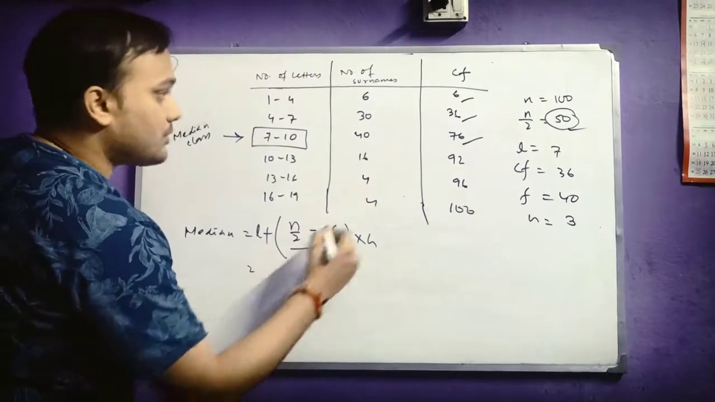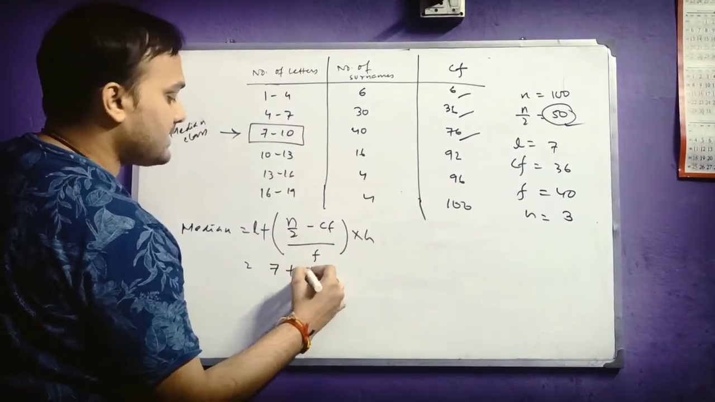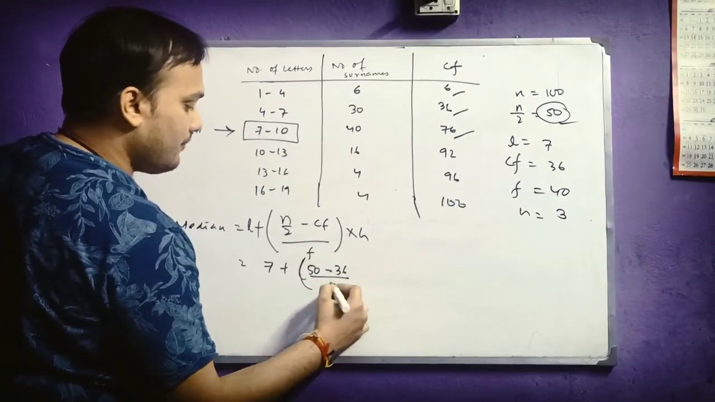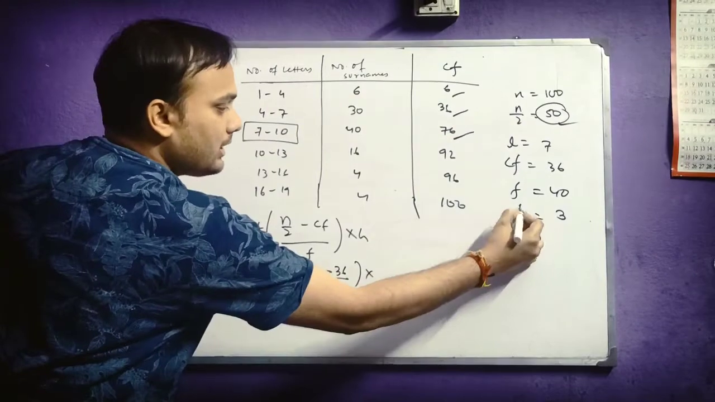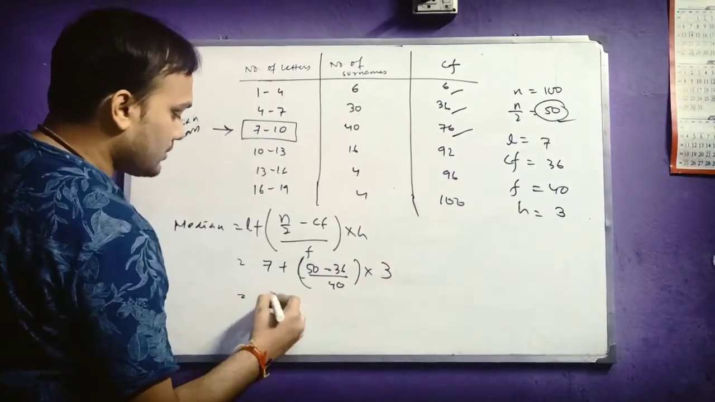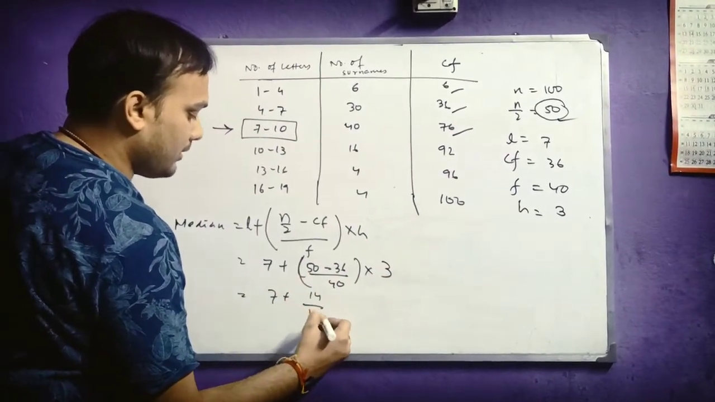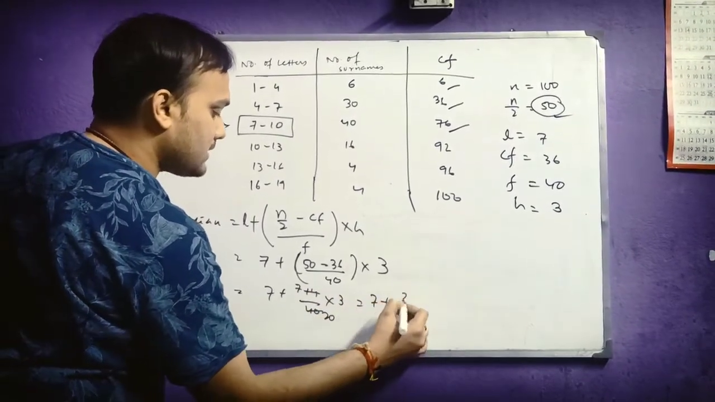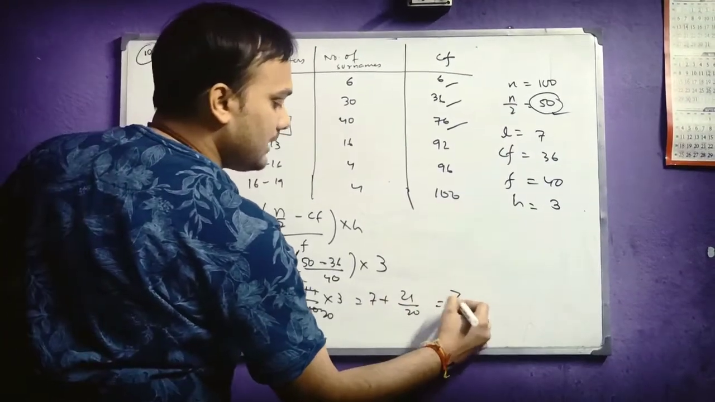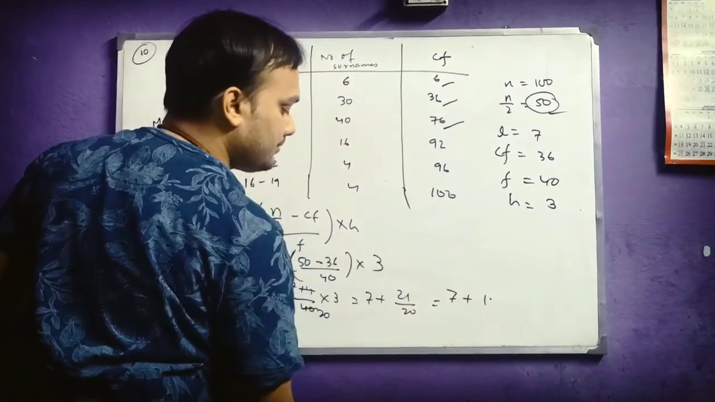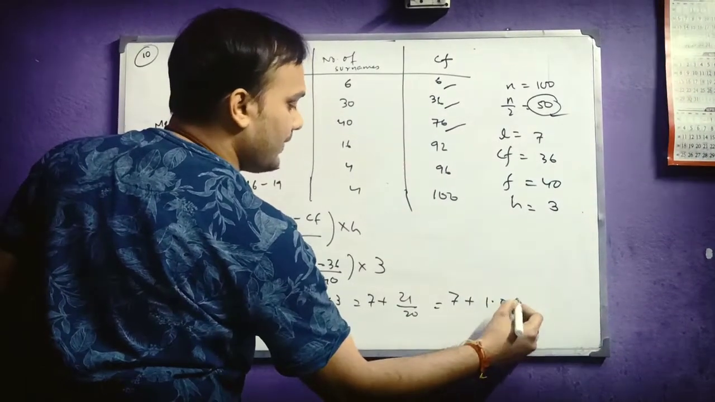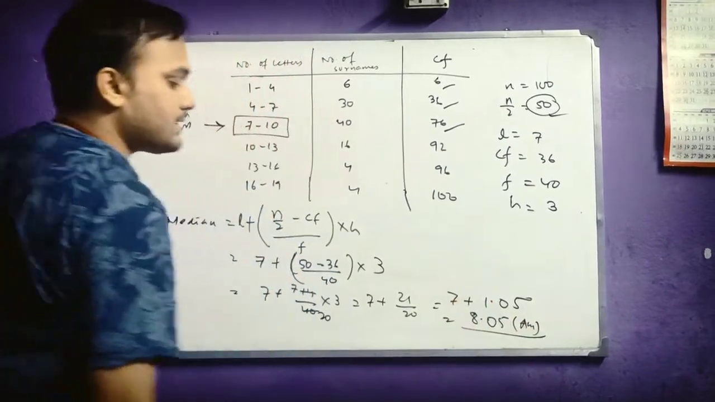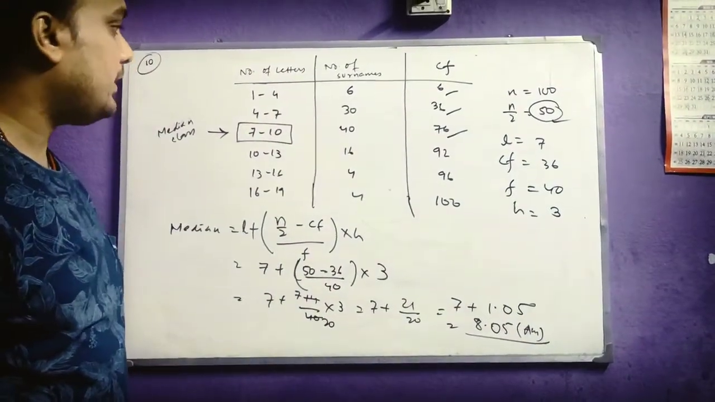Now put it here, you will get the answer. It was very easy. So L is 7, plus 50 minus 36 by 40 into H. H is 3. So do the calculation: 7 plus 14 by 40 into 3. So you will get 7 plus 21 by 20, that means 7 plus 1.05. So our answer will be 8.05. This is the required median, 8.05.